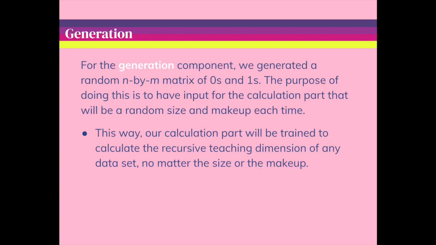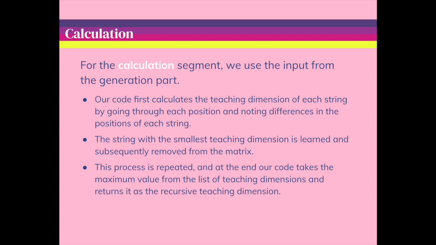For the first part of our program, we needed to generate a random set of binary strings. We needed the set to be able to generate at any length or size we wanted, which would allow us to test our calculation code with as many different types of sets as possible. We also needed the strings to be non-repeating, since the recursive teaching dimension is undefined if a set contains multiple of the same strings. So now we have our randomly sized and randomly arranged matrix of 0s and 1s that we just generated.